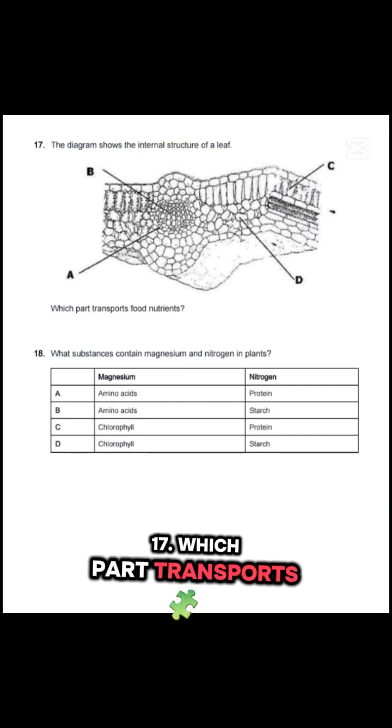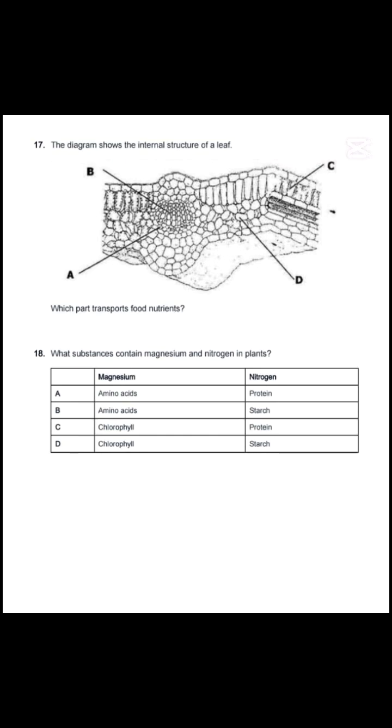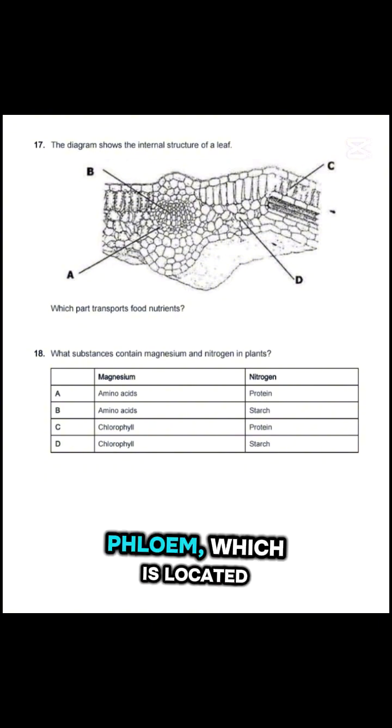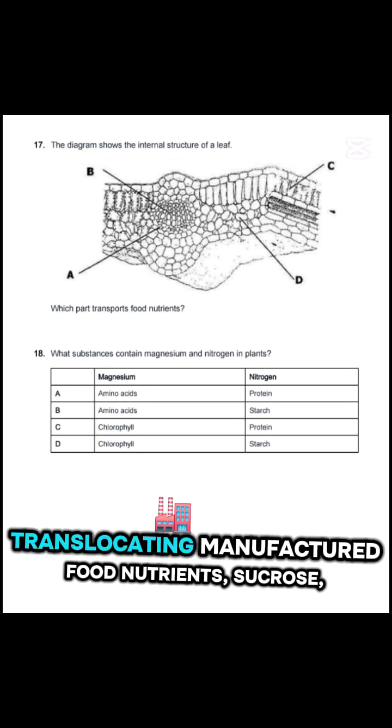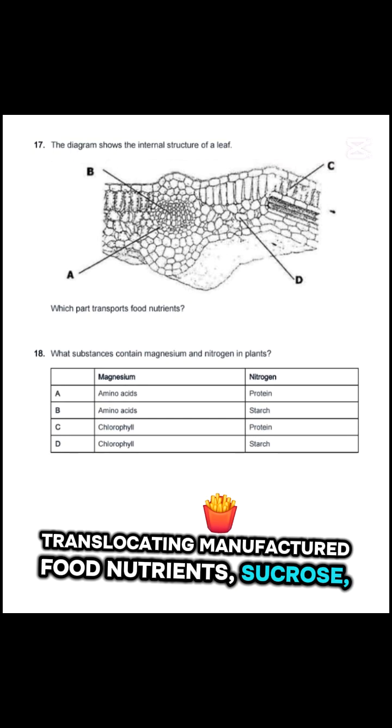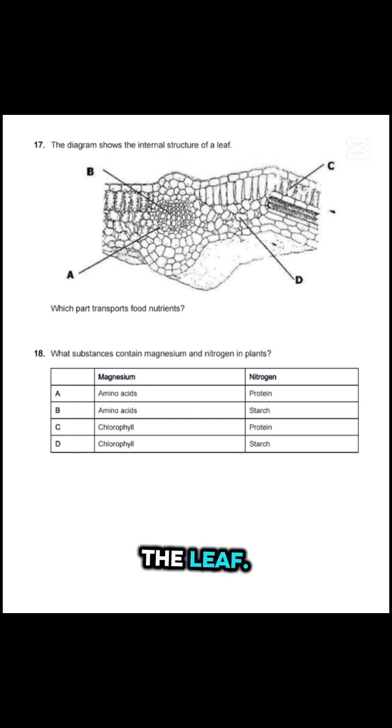17. Which part transports food nutrients? Correct answer, A. Explanation and reasoning: in a vascular bundle, vein, of a leaf. A points to the phloem, which is located on the lower side of the bundle and is responsible for translocating manufactured food nutrients, sucrose and amino acids, away from the leaf.